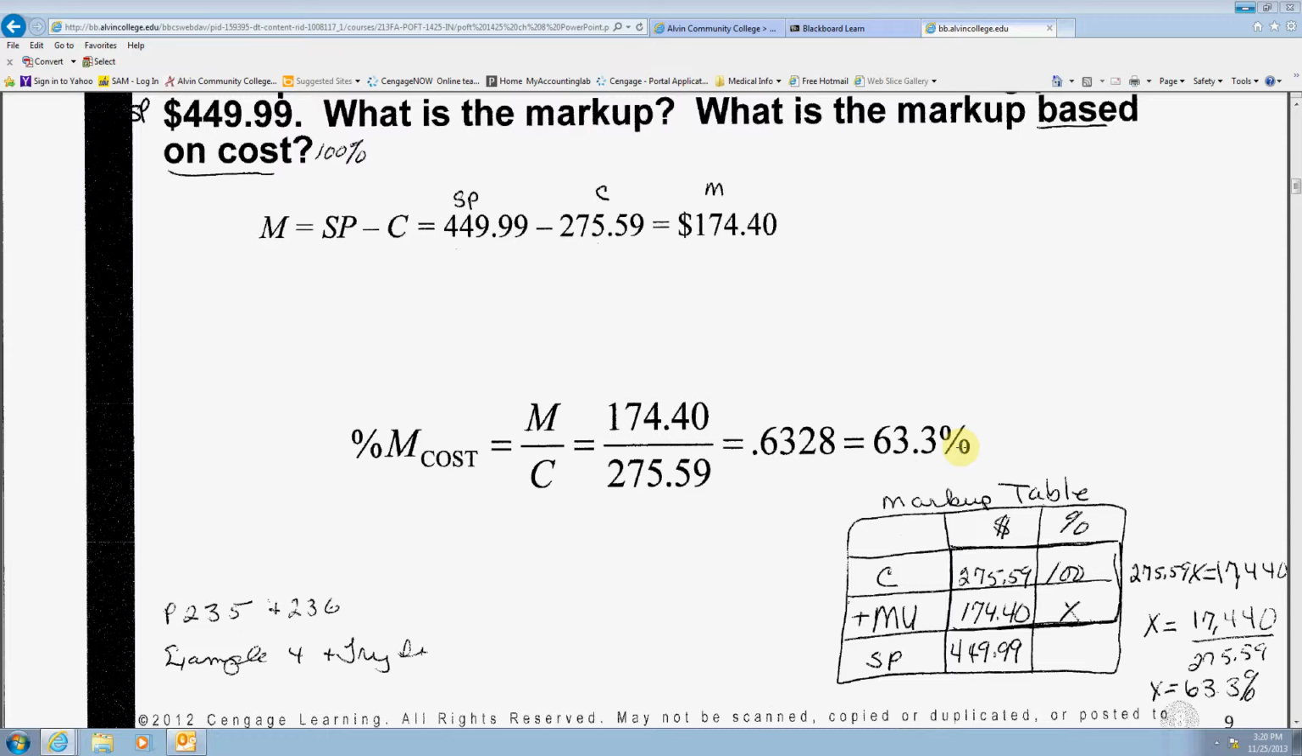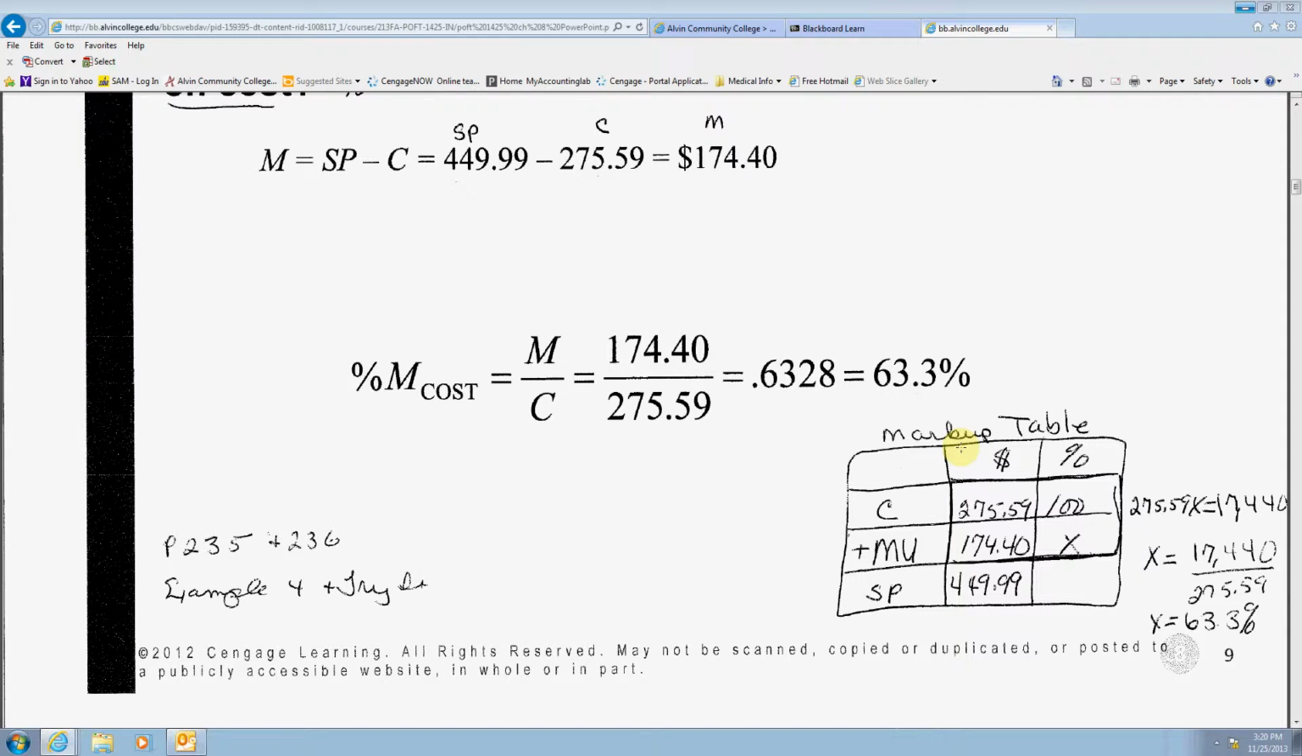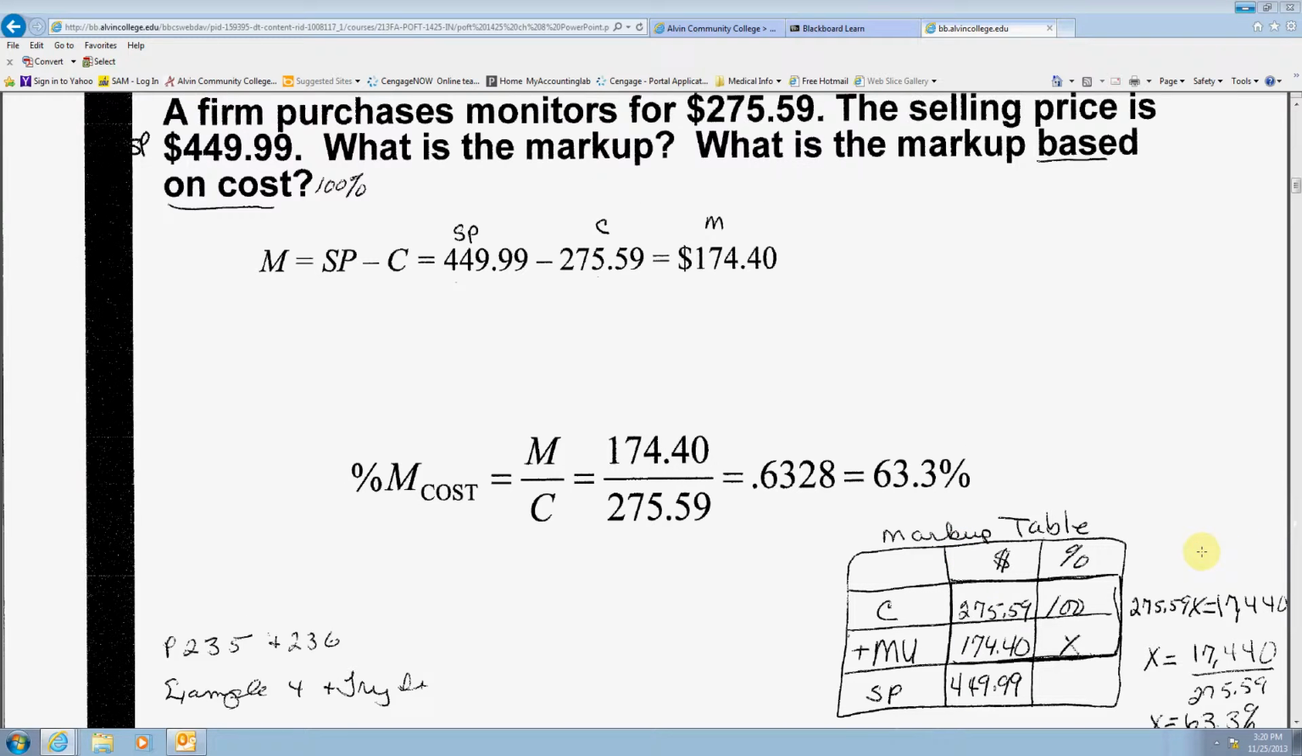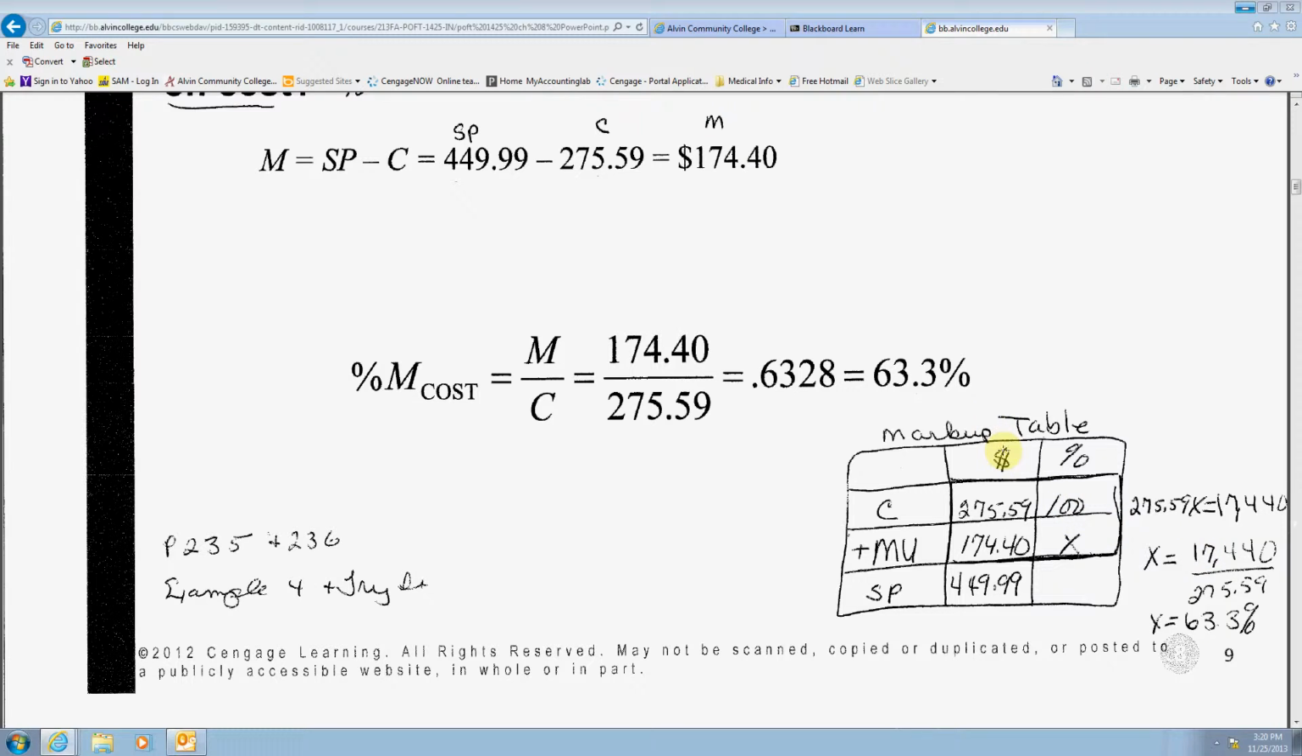We do have this table, and you'll find it in your textbook, that makes it easy for figuring these different formulas. In the markup table, you have the dollar column, you have the percent column, and then you have cost plus markup equals sales price. And then you fill in the information that you know, and whenever you can draw a square, you use the four corners for the information that you need.